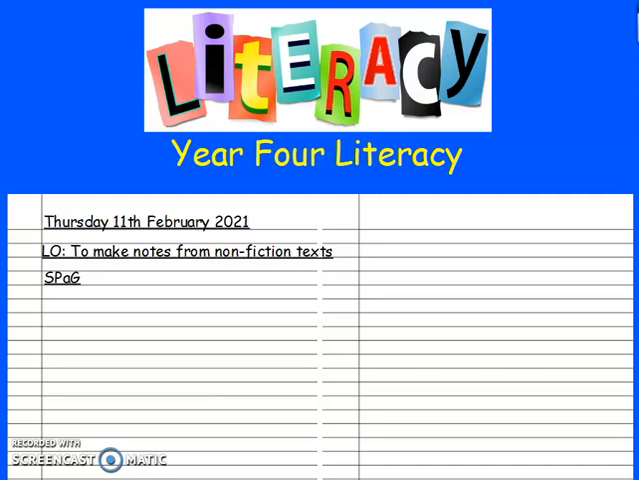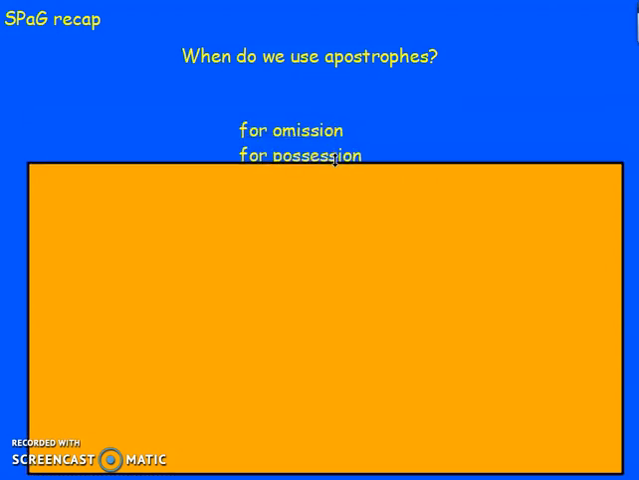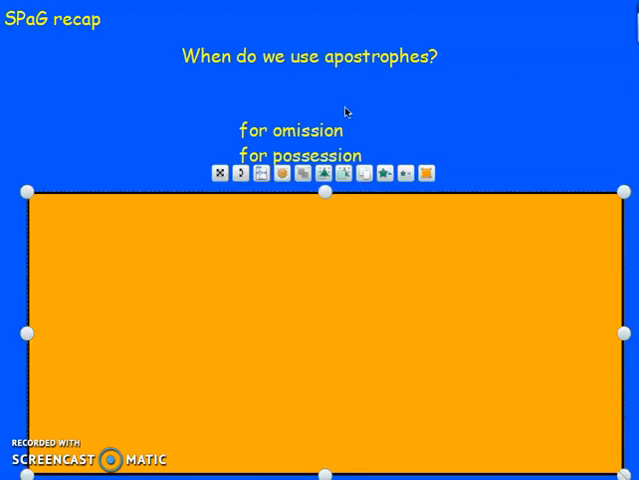Well done. So your book should look a little bit like mine right now. For our SPAG today, we are going to be looking at apostrophes. So pause the video so you can have a think about when we use apostrophes. When do we use them? We use apostrophes for omission and for possession. Those are the two things that we usually use apostrophes for.